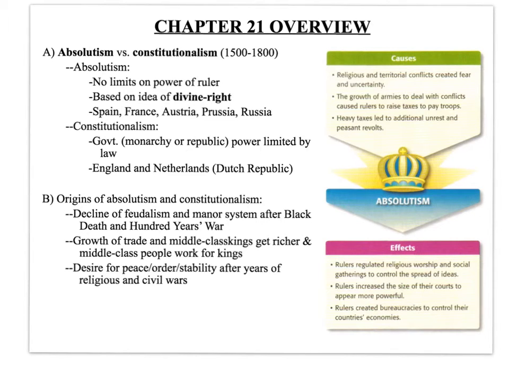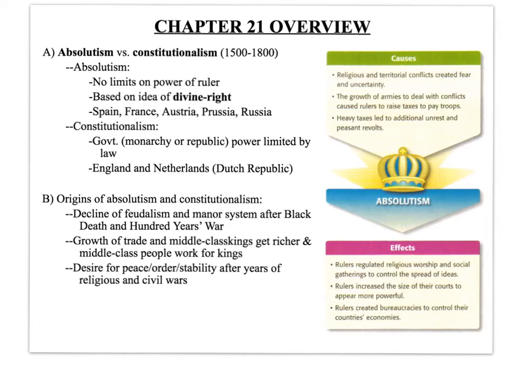Now, in reality, there are all kinds of things that could restrict a ruler's power. You know, he might not have enough money to do the things he wants. He might not be able to get the nobles to go along with it. Or he might just not have the technology to achieve what he wanted to do. But basically, the idea was that there was nothing that the ruler couldn't do.